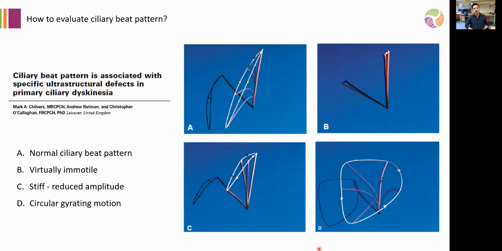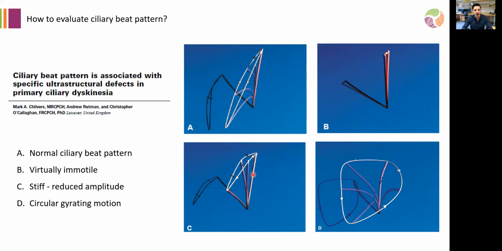And so now that you have recorded your video, the question is, how do you analyze it? What can you say about the ciliary beat pattern? There is this, I would say, famous paper from Mark Chilvers, I think from 2003, which describes 4 types of beating, where the normal beating, showing the forward and recovery stroke pattern, is described here. Then we have a virtually immotile, not beating at all, pattern B, and then C was described as stiff. Stiff as in the cilium is bending less, and so the amplitude, the distance traveled by the tip, is reduced.